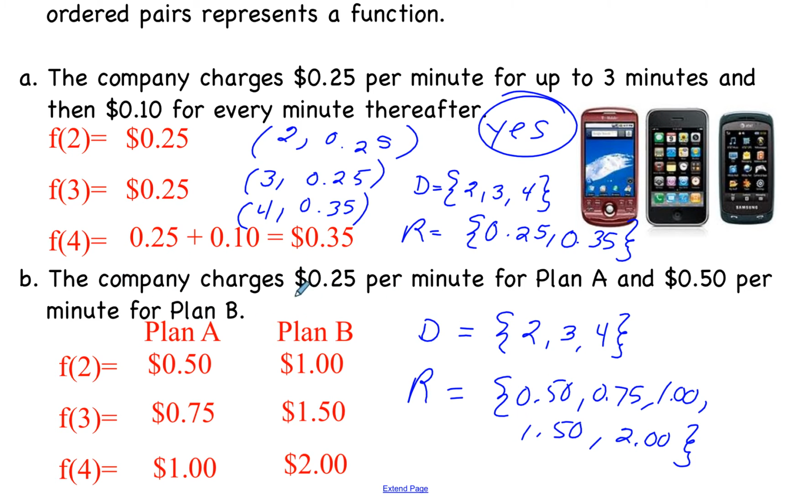So in this situation, okay, it's not a function if we're including both plans in the domain and the range, because 2 gets mapped to 2 places, 3 gets mapped to 2 places, and 4 gets mapped to 2 places. Now, if we just say, is it a function just for plan A? Yeah, that would be a function, and plan B would be a function, but if it's all together, then it's not a function.